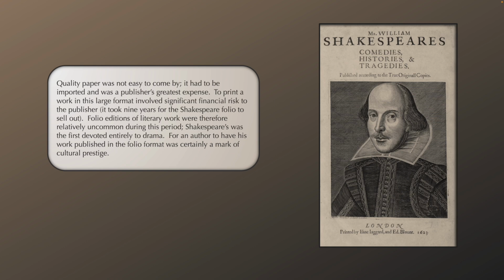Folio editions of literary work were therefore relatively uncommon during this period, and Shakespeare's was in fact the first that was exclusively dramatic work. Michael Drayton and Ben Jonson had also published folios before 1623, but their folios included poetry as well. Michael Drayton's was mostly poetry, in fact. So for an author to have his work published in the folio format was certainly a mark of cultural prestige.